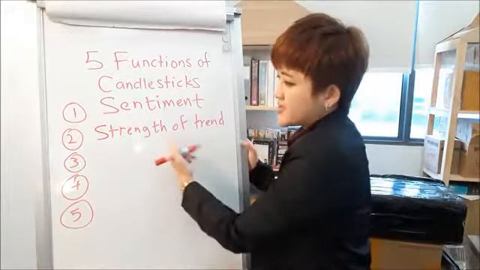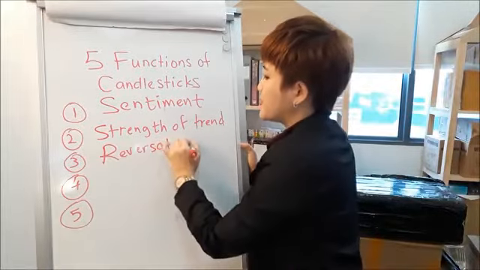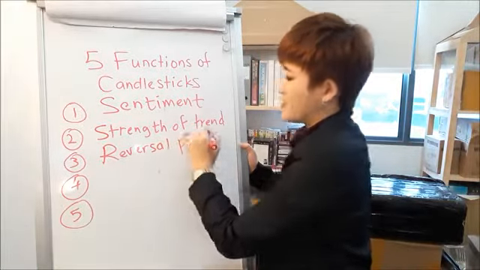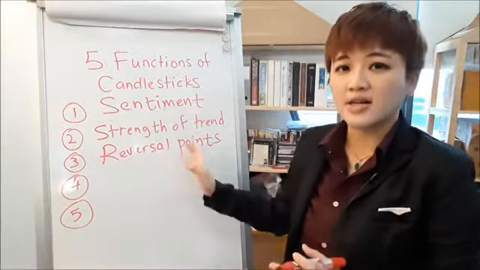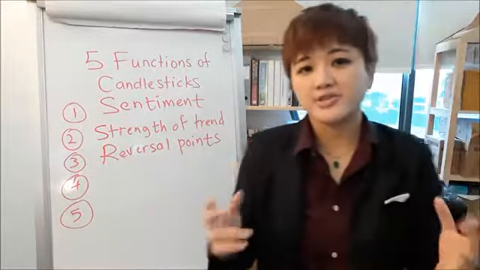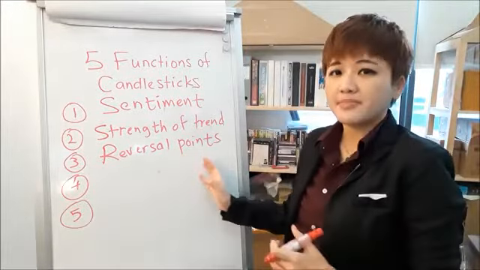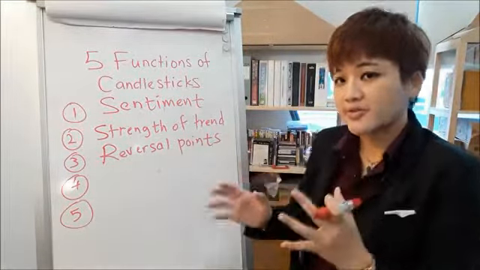So this is for continuation patterns. If you see a reversal candlestick pattern, then it tells you which are the potential reversal points. By reversal, I mean the end of the whole entire trend.